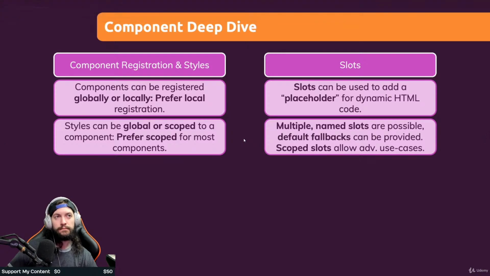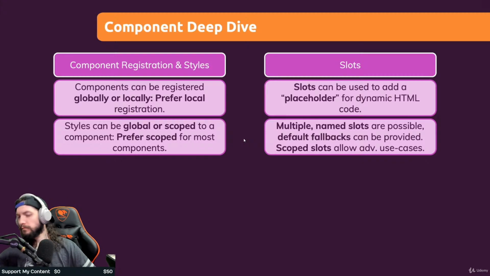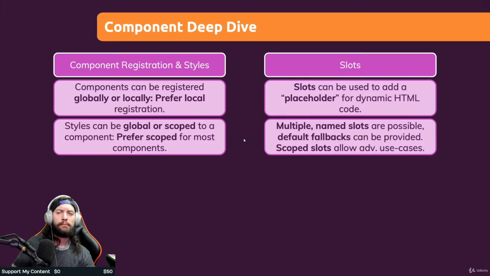Only one slot may stay unnamed. You can provide default content for slots, which will be used as a fallback if no content is provided for that slot from outside. And we learned about scoped slots for some advanced use cases. Slots are another key feature which unlock wrapper components like cards or dialogues, and you will see them in action again in the next module.